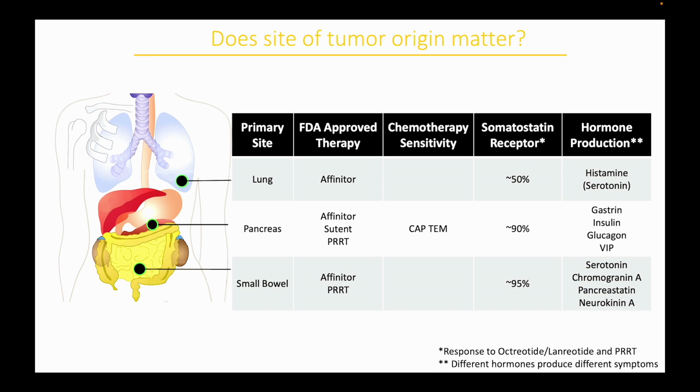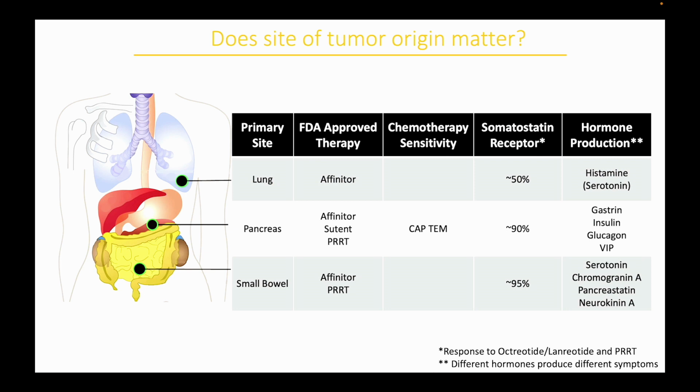I've mentioned on a number of occasions the issue of the origin of the tumor. Does it matter where the tumors come from? I've described these tumors as brothers and sisters, as opposed to the cousins, which are the pheochromocytomas. Well, yes, it does matter where it comes from, because of the FDA-approved therapies. PRRT is an FDA-approved therapy for pancreas and intestine. Now, we frequently do PRRT with lung, but until the trials come out, it may not receive its FDA approval for that.